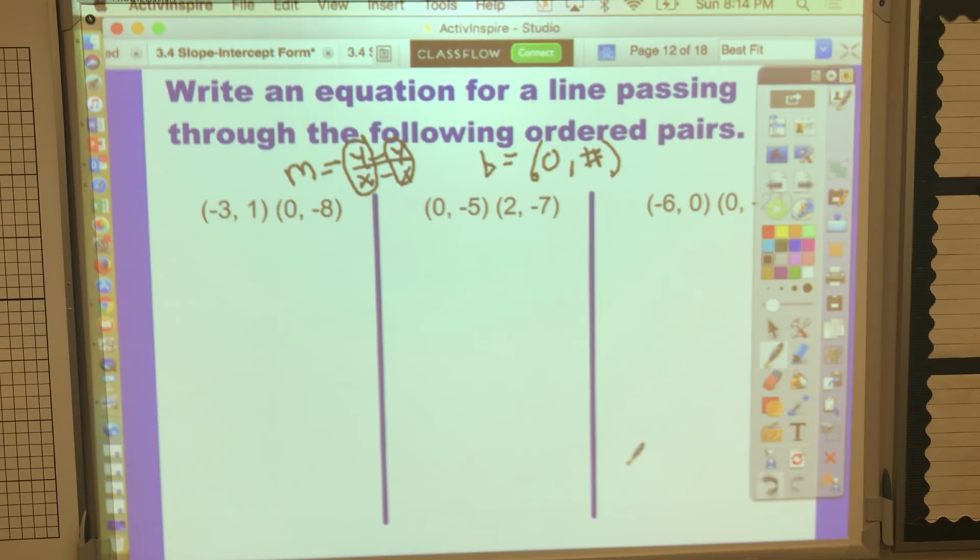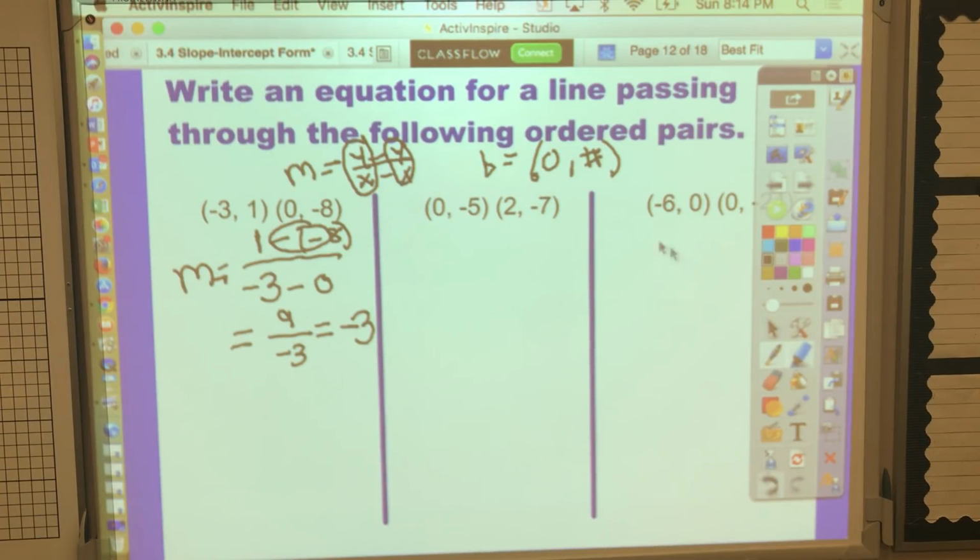So when I look at this first one, to find m, the first ordered pair is negative 3, 1. The y is 1, x is negative 3. Slope is always subtraction. Second ordered pair, y is negative 8, and x is 0. When I simplify that, 1 minus negative 8 becomes 1 plus 8, so I have 9 on the top. Negative 3 minus 0 is negative 3, which simplifies to a slope of negative 3.